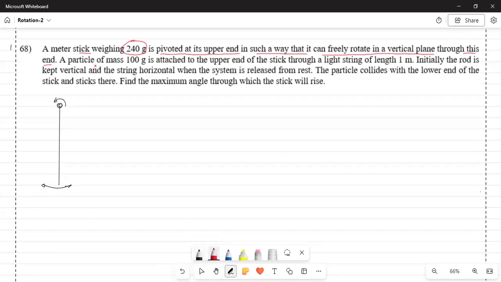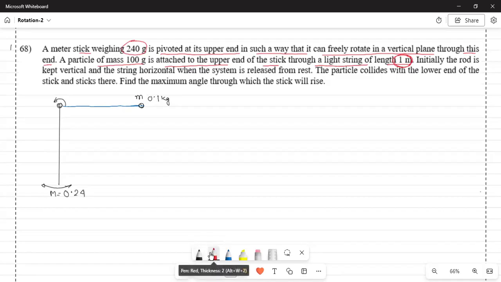Also, it says that a particle of mass 100 gram is attached to the upper end of the stick through a light string of length 1 meter. There is a catch because the string is also of length 1 meter. So there is a string of length exactly 1 meter, and here is a ball of 100 gram. Let's call it small m, and that is 0.1 kg. And let's call this scale capital M, its mass, and this is given to be 0.24 kg.